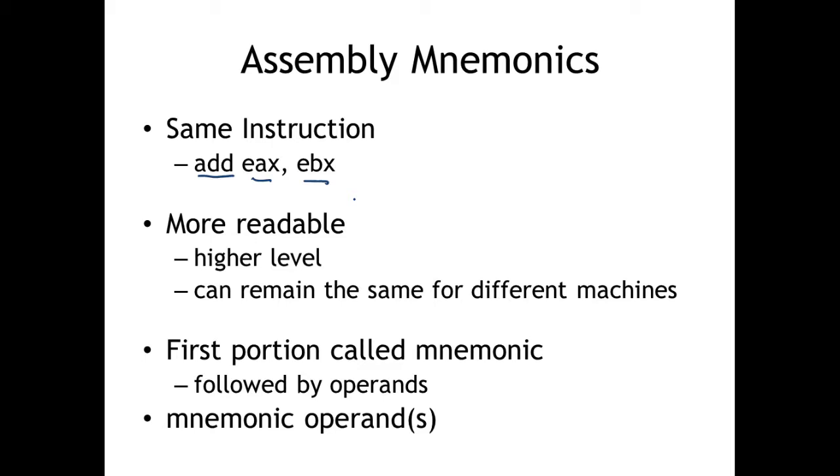The first portion is called the mnemonic, and the rest of it is followed by the operands. So this is our mnemonic, the instruction that we want to execute, and what comes after that is the operands. They're like the arguments to that instruction. We can have 0 to 2 operands.